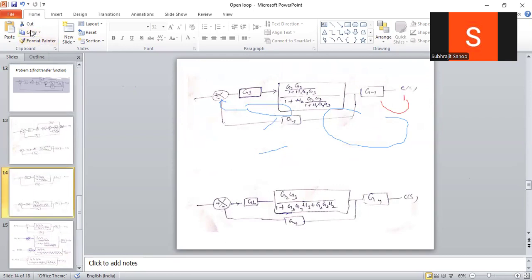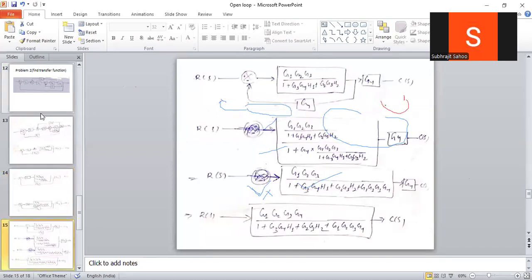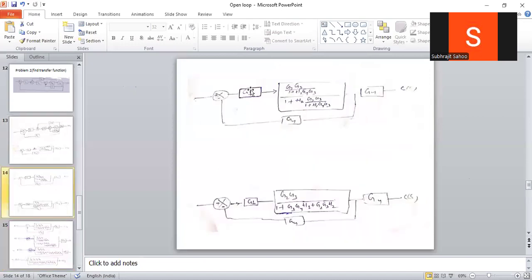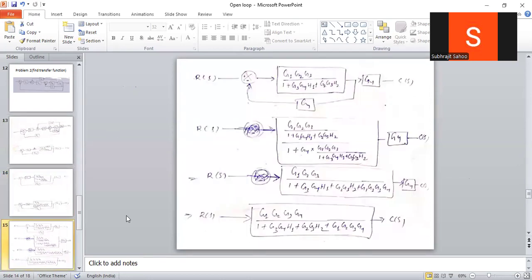In this diagram, if you observe carefully, this block and this gain are connected in series or not? Series means I have to multiply this into this. See, then it becomes like this. Multiply G1 only. These two blocks are converted to a single block: G1 into G2 into G3 divided by this value. And G4 as it is.